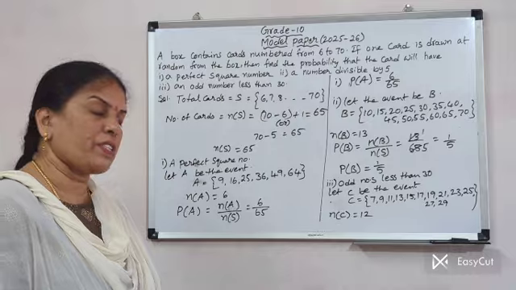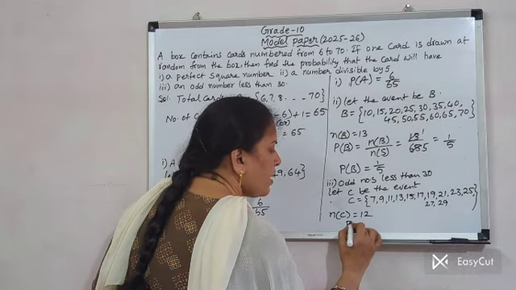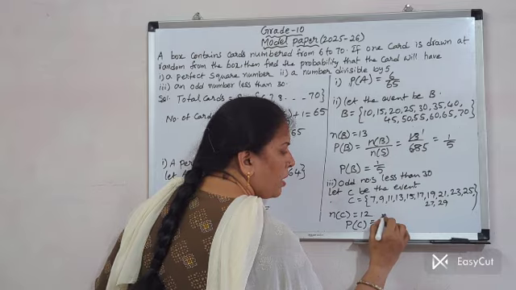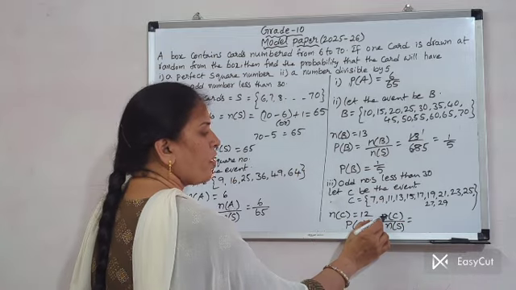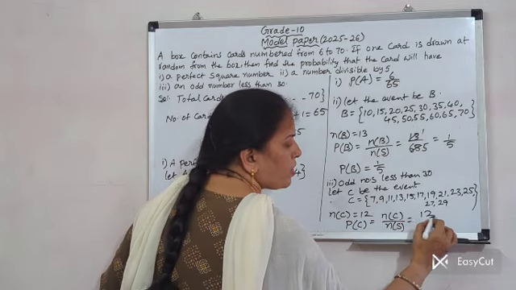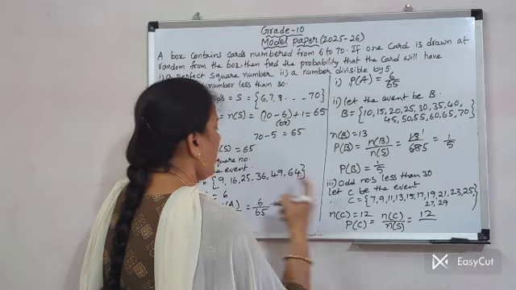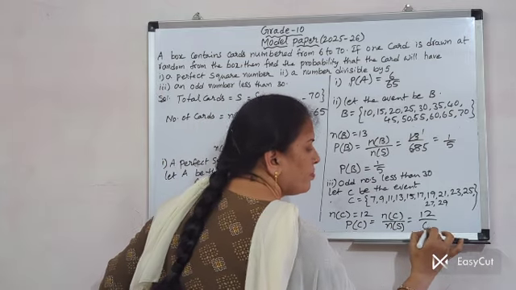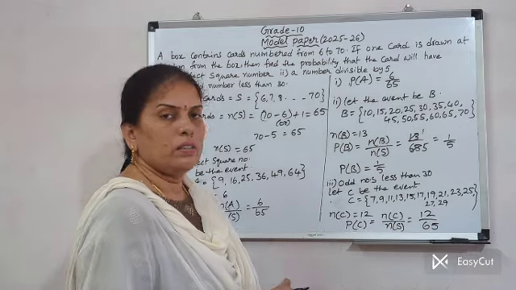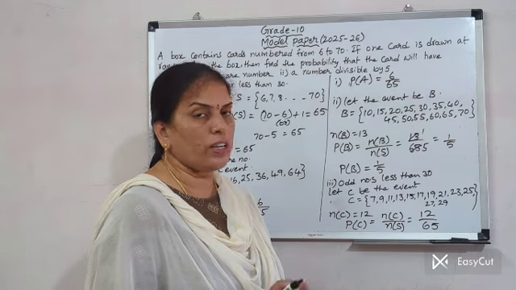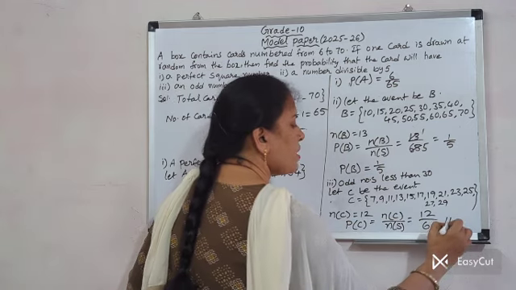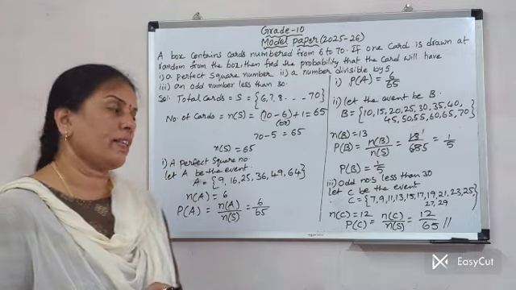Now the probability of C. P of C is equal to n of C by n of S. What is n of C? 12. n of S means how much? 65. Is it divisible by 3? No, because 65 is not divisible. So P of C is equal to 12 by 65.